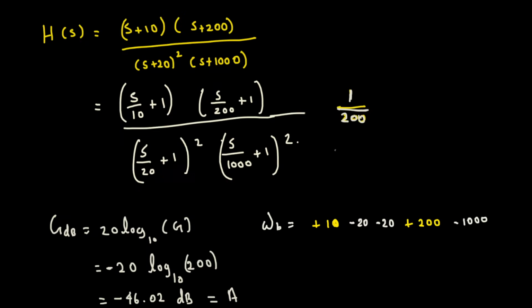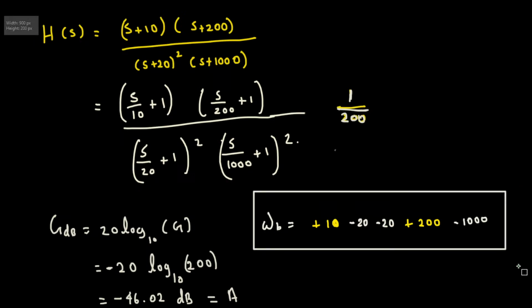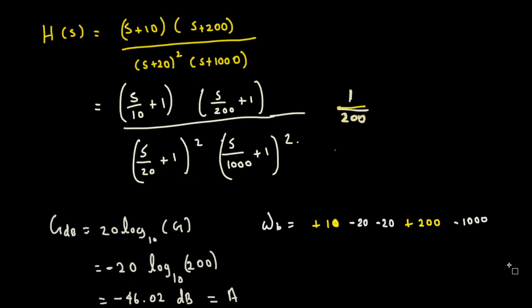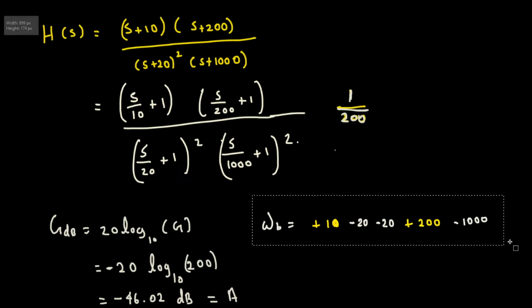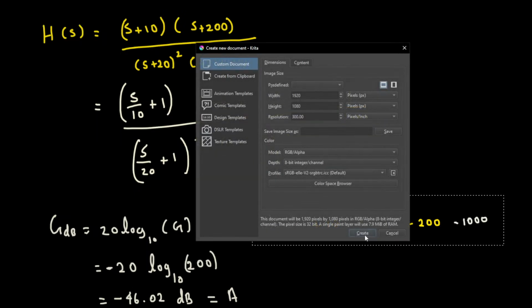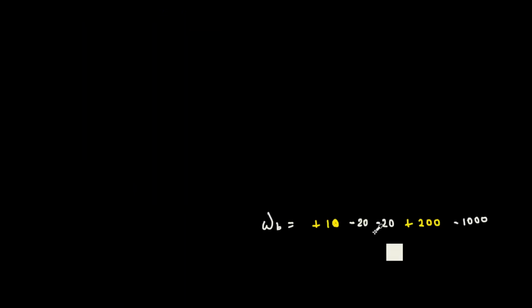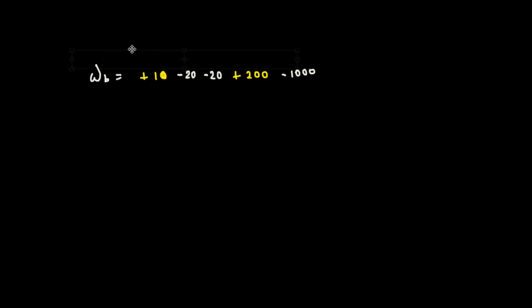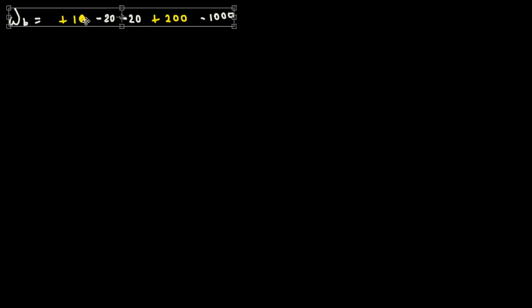Now I need to go to the next page in order to draw this diagram. I just need the points of interest in order to draw the graph. I copy this and bring it to the next page so we can draw the Bode plot diagram. Okay, these are our points of interest. And first, let's start the Bode plot diagram.